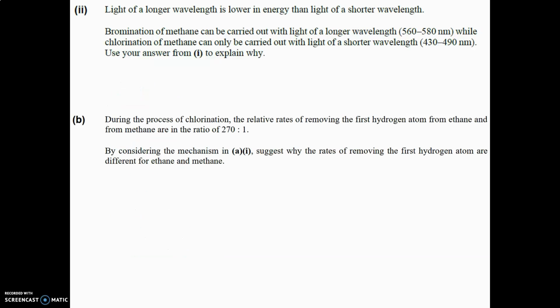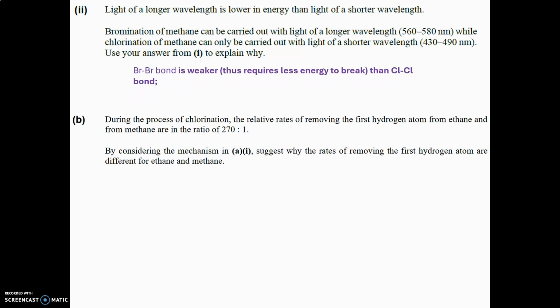Part 2, how come we can use light of a longer wavelength to do bromination, whereas we can only use a shorter wavelength light to do chlorination? So it's really mentioned here that the longer the wavelength of light, the less energy it has. So if we can use a longer wavelength to brominate methane, what it tells us is that the bromine-bromine bond will be weaker than the chlorine-chlorine bond. So you will need to explain why the chlorine-chlorine bond is stronger than the bromine-bromine bond.